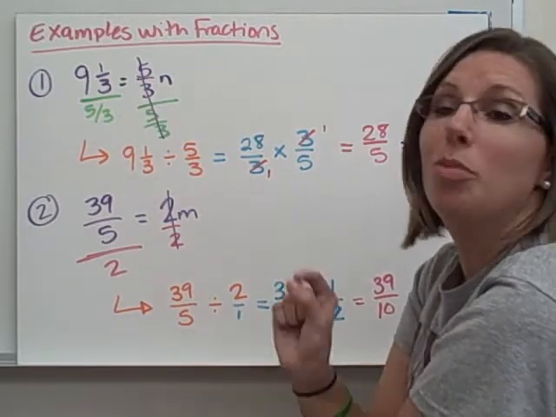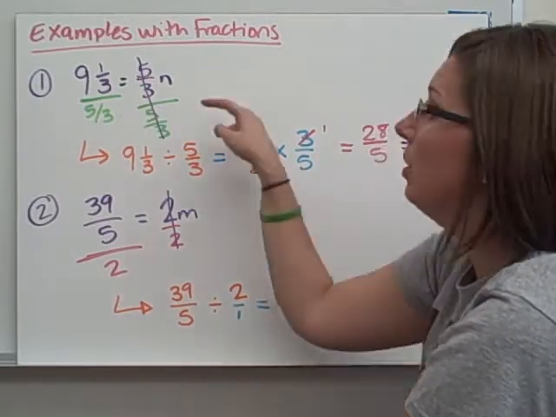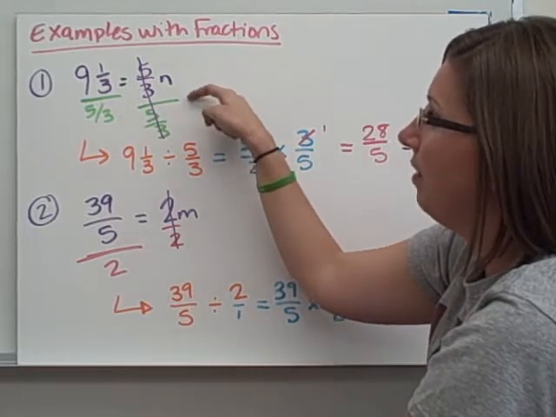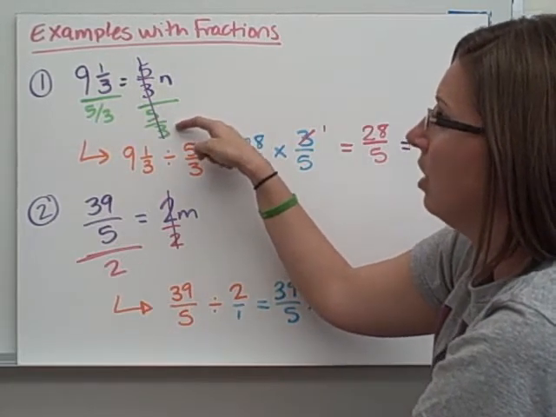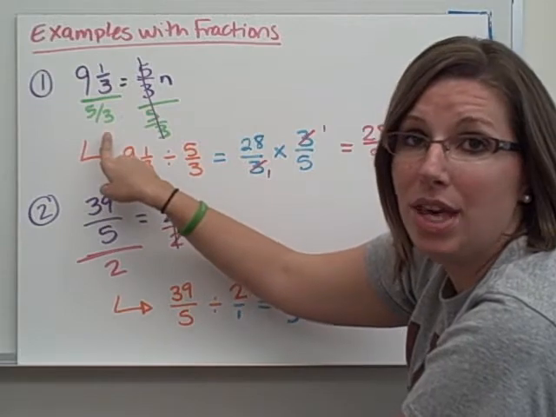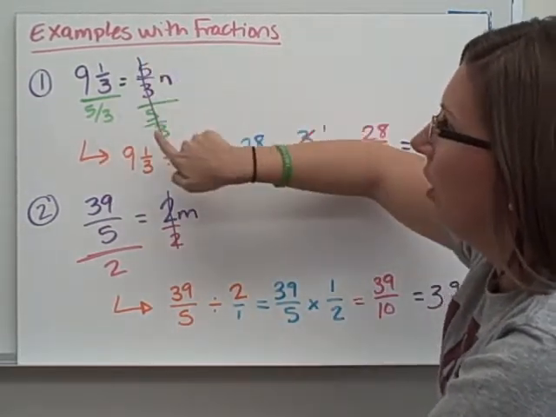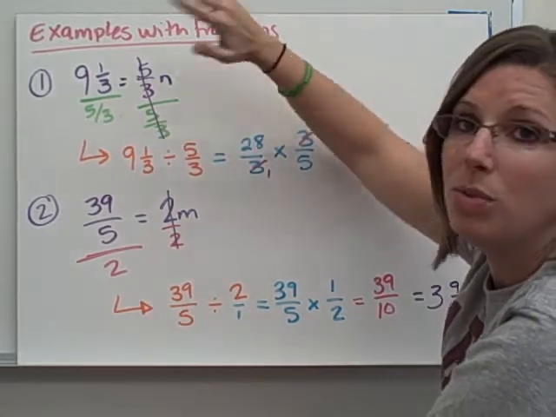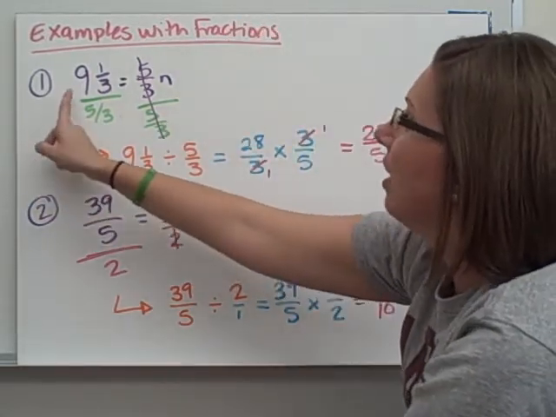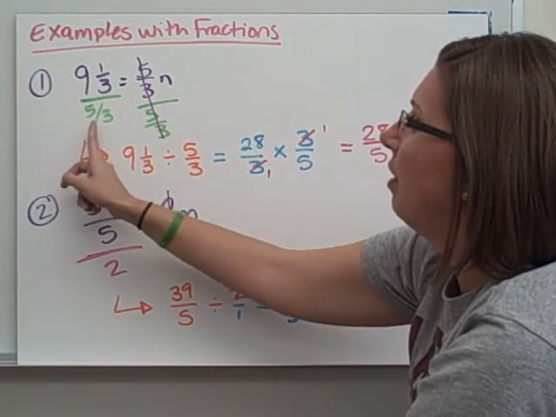How do I undo multiplication? I undo it with division. So I'm going to divide both sides by 5/3. What I do to one side, I have to do to the other side. So 5/3 divided by 5/3 is just 1. So I'm left with 1n, which is what I want. And then I have 9 and 1/3 divided by 5/3.